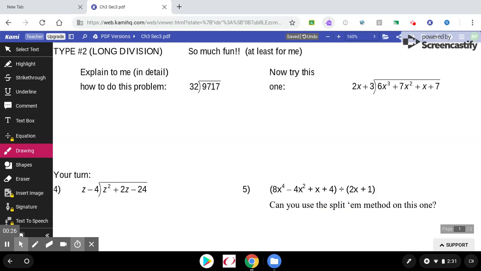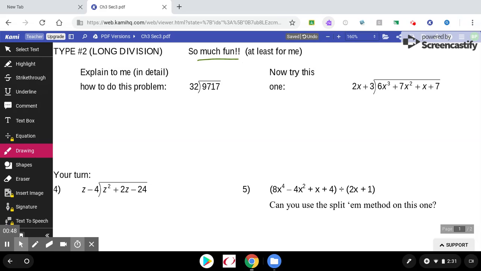Traditionally, if we were doing this in class, I would have someone explain to me how to do this problem over here on the left, because that's something you learned back in elementary school. But believe it or not, it is very similar. It does apply to the one over here on the right, the much tougher looking problem. So I'm going to go through this step by step and show you what I mean.